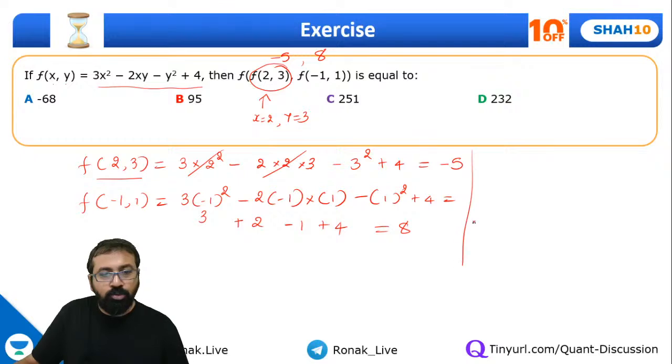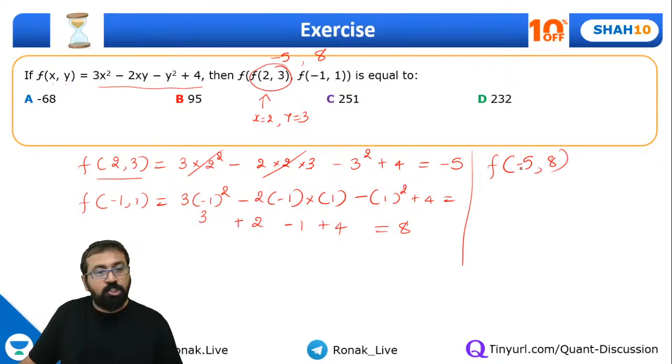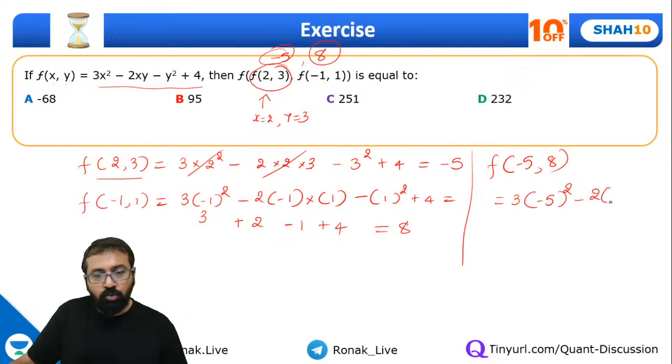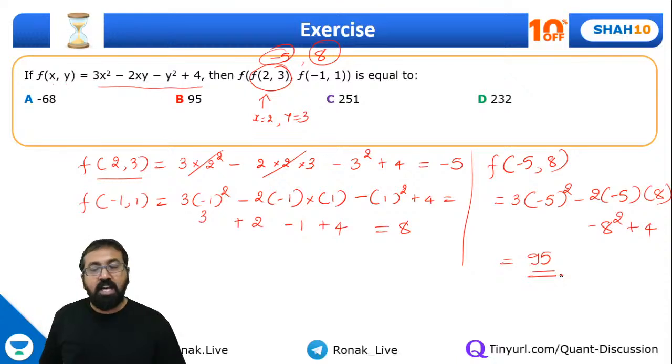So now what we need to do is find out f of -5 and 8. That means we need to replace x with -5 and y with 8. So if I do it, I'll get 3 into -5 square minus 2 into -5 into 8 minus 8 square plus 4. And if you solve this, you will get the result as 95. Are you all getting this answer? I don't think this is a difficult question. This is a simple question, isn't that, everyone?